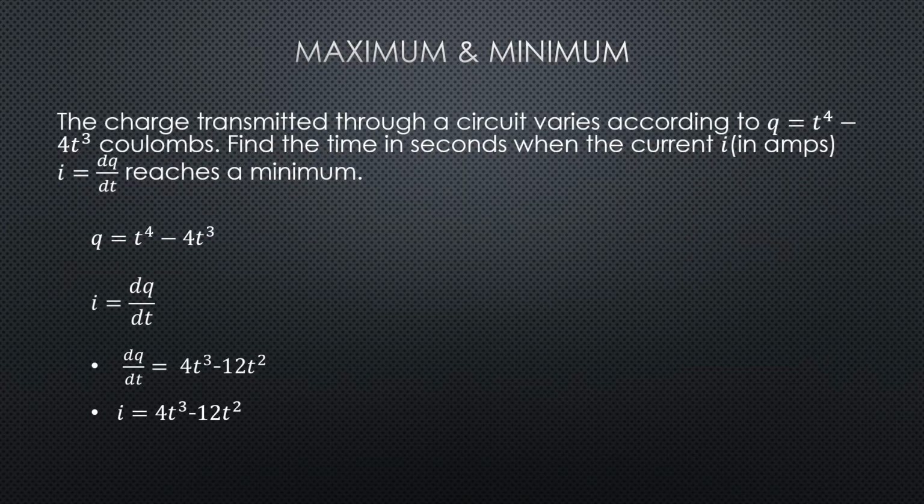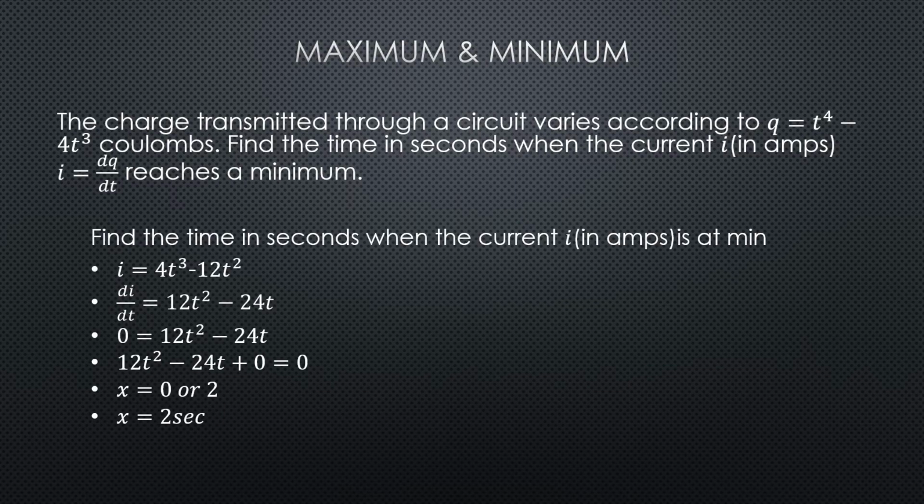Okay, so we're trying to find a time in seconds when I is at a minimum. And we're given the formula for Q, and we're given a formula for I. Because I is equal to dQ/dt, let's go ahead and take the derivative of Q, and then we can substitute that in and solve for I. And now we've got I in terms of t, so we're looking good.